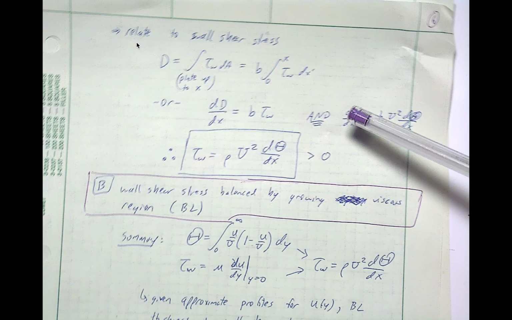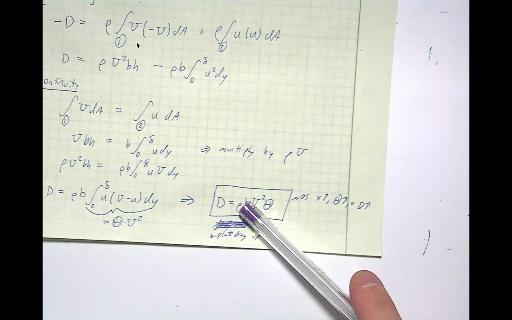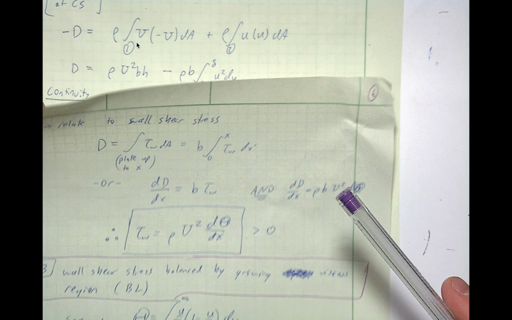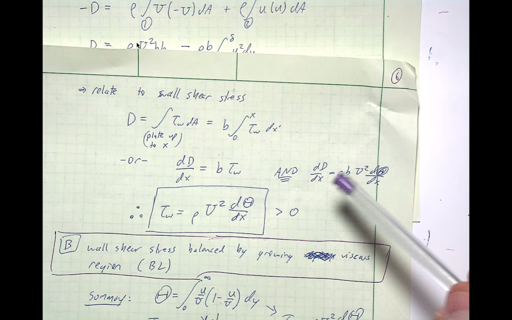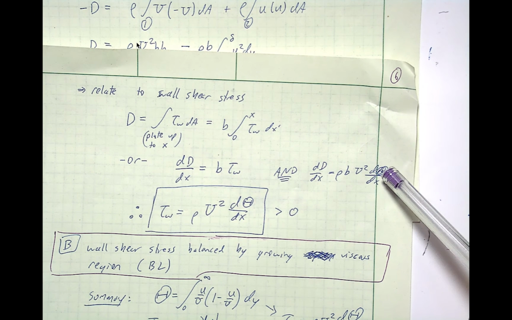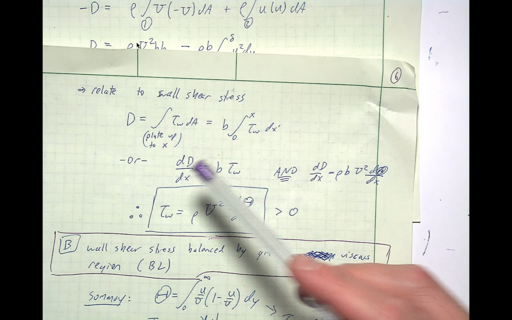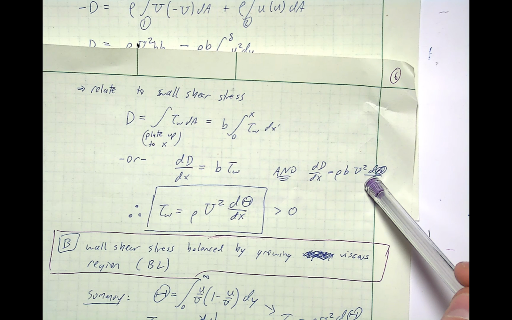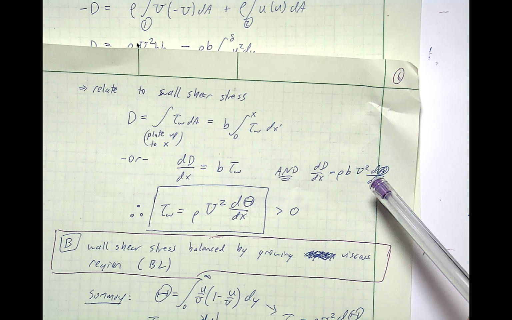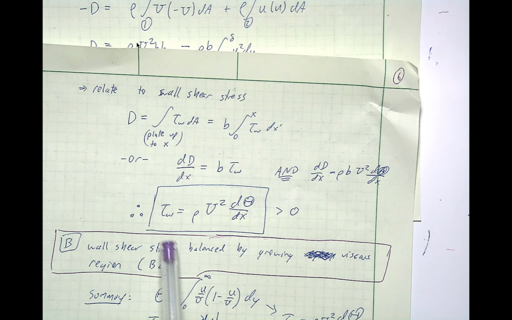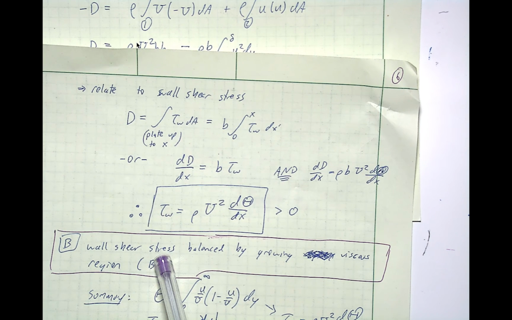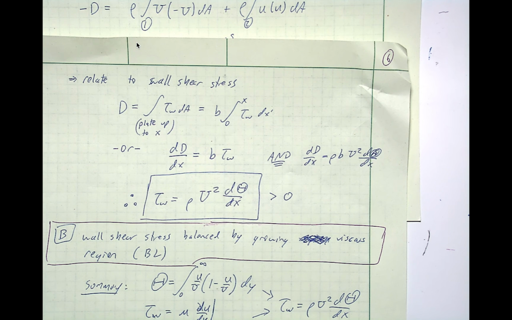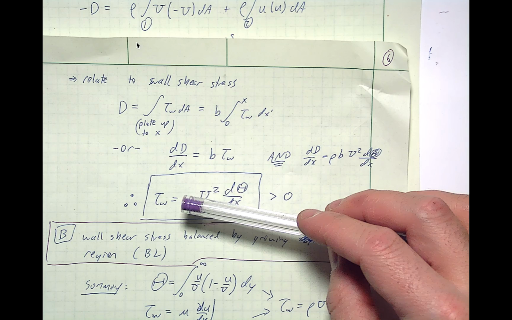We also have, from our last relationship, we could also take the derivative of this with x. So then the change in the drag along the x direction is also related to the derivative of the momentum thickness in x. So with these two quantities, we can then relate the wall shear stress to the ever-increasing thickness of the boundary layer. So this says that the wall shear stress, once we solve it here, is then balanced by a growing viscous region. So there's a region that continues to grow and grow and grow, and that is our boundary layer, and that is what, for external flow, balances the wall shear stress.